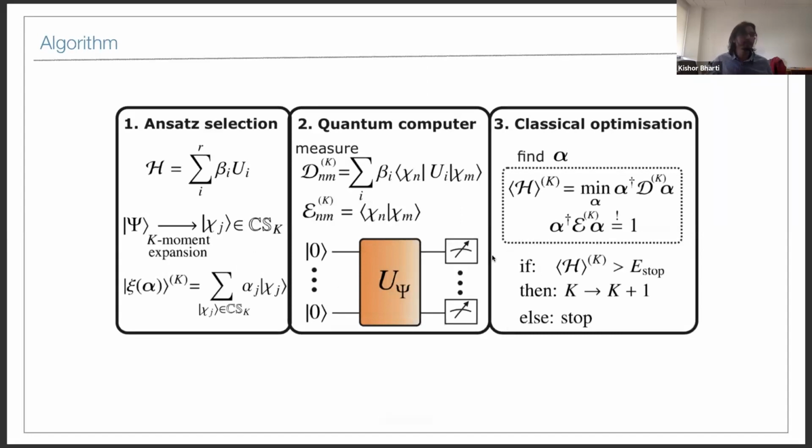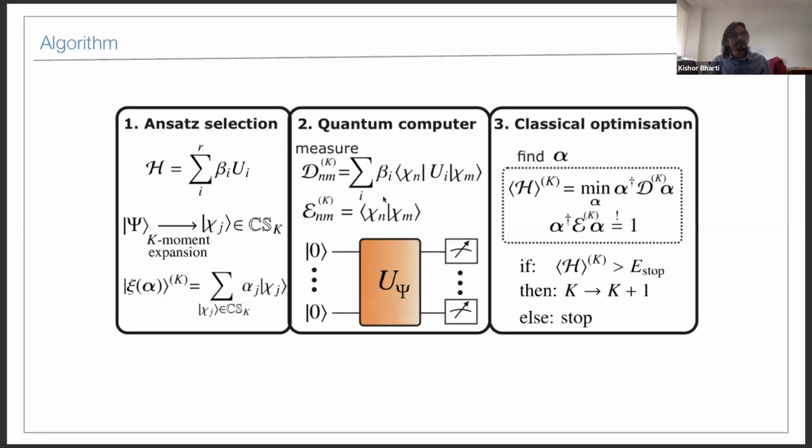For the IQA part I'm talking about, later I will talk about the QAS and other algorithms, which have a similar structure. So what you do is, using these cumulative k moment states, you define your ansatz as a linear combination of cumulative k moment states for a particular value of k. This step happens on pen and paper. No device is involved here, it's mathematics.